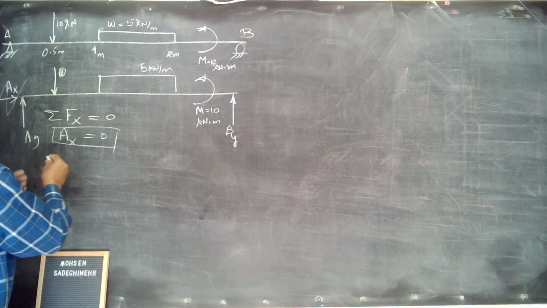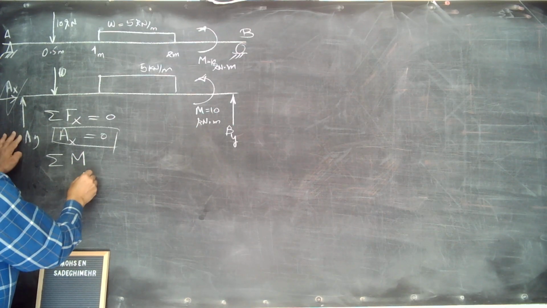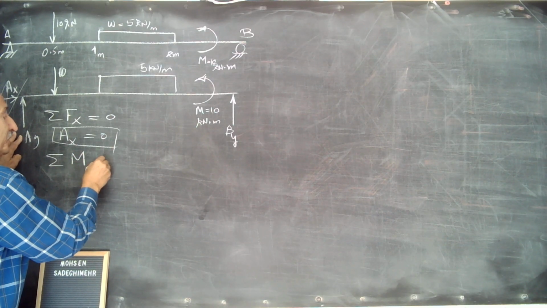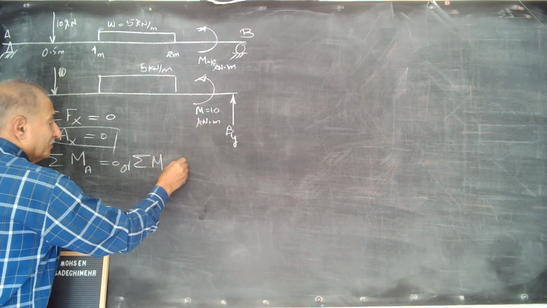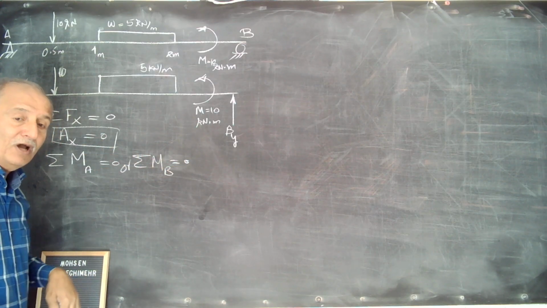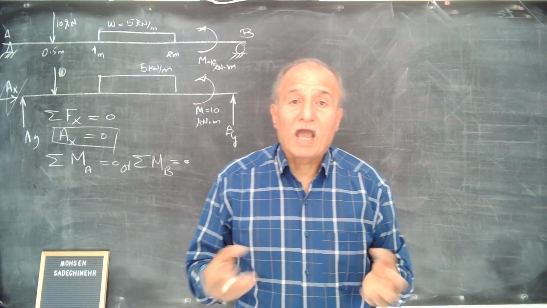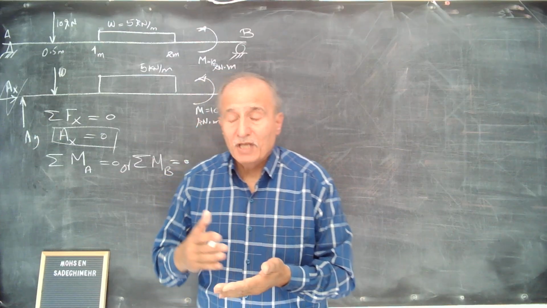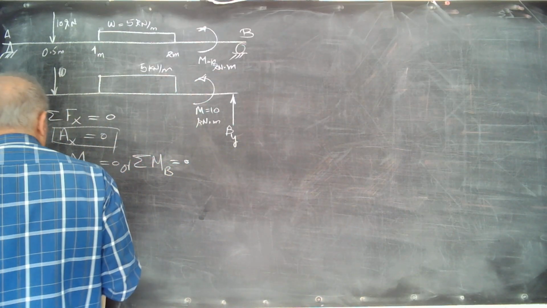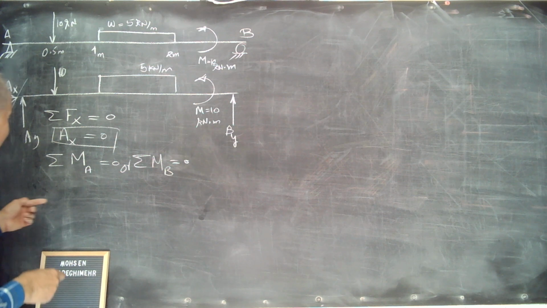But the second is better, always write summation of moments at A or B equal to 0, at one of the supports. Why A or B? Because I wanted to cancel out one of the reactions, one of the unknowns. This is why I take moment at A or B. That's the simplest, shortest, and fastest way. Okay.